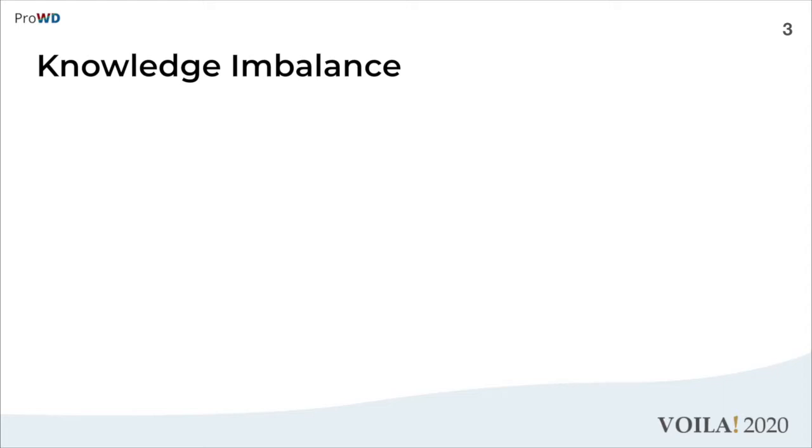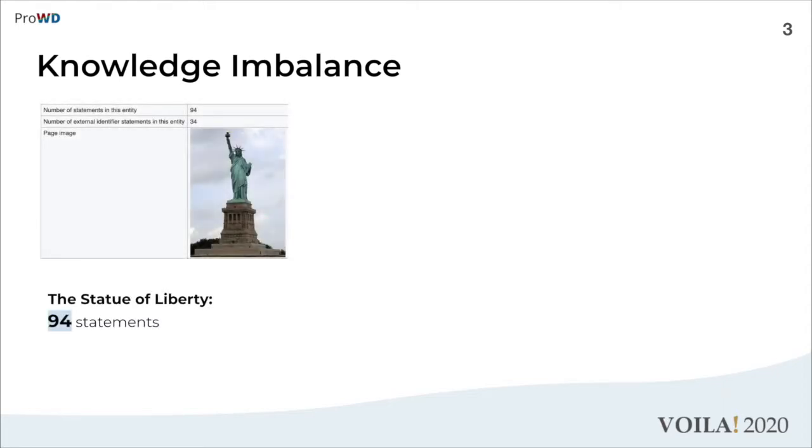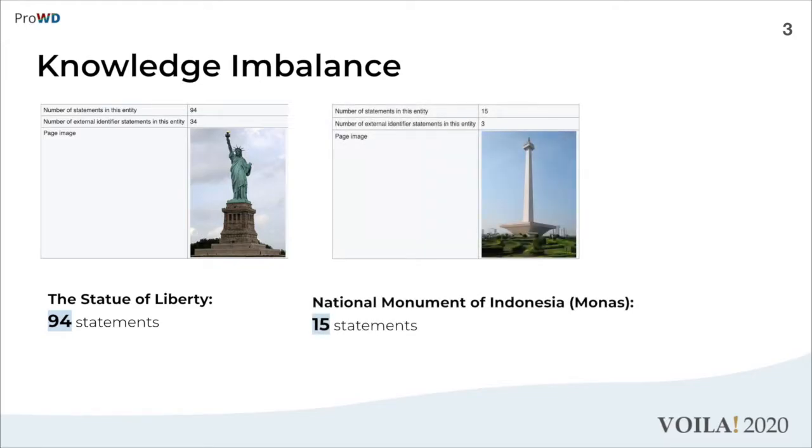Now, the Wikimedia Foundation issued a white paper, in which one of the discussions is the existence of knowledge imbalance in Wikimedia projects, and one of them is Wikidata. To explain a little bit about knowledge imbalance, as an example here we can see Monas and the Statue of Liberty. These two items are similar in the sense that they are both landmarks of their respective areas. And here we can see that the Statue of Liberty has 94 statements, while Monas only has 15 statements.